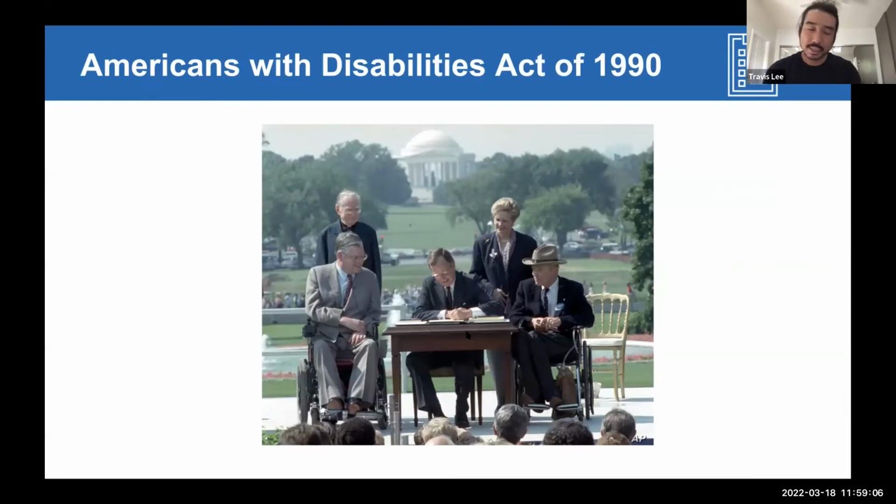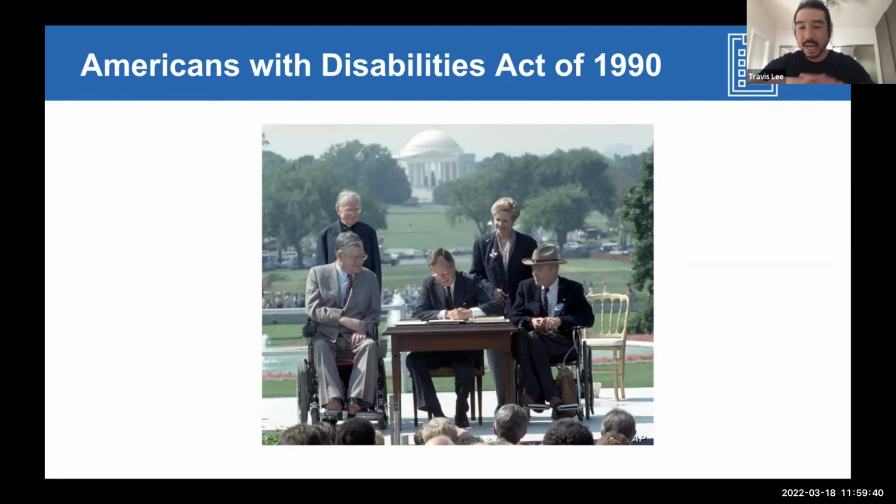Digital accessibility is guided by a few laws, one of them being the Americans with Disabilities Act of 1990. So you might have an ADA office at your workplace. This is kind of the umbrella law for all of the disability laws. It is similar to the Civil Rights Act of 1964, basically saying that people with disabilities should have equal access to jobs, education, employment, buildings, shops, and things of that nature.